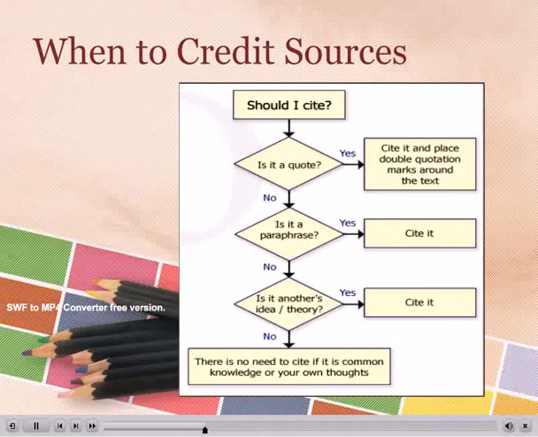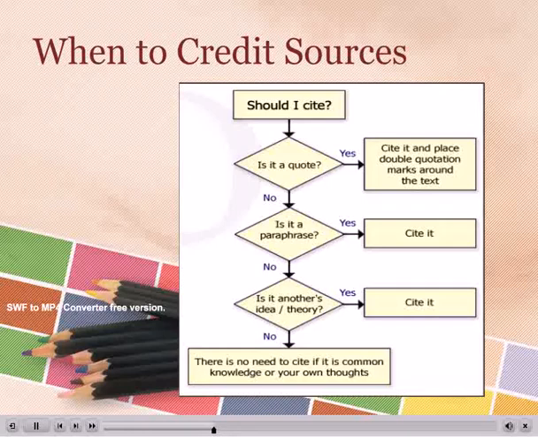Beginning with the first question, is it a quote? Is the section you're considering a quotation? If so, you must cite it and include a page or paragraph number. If the passage is not a quotation, go to the next question. Is it a paraphrase? If you paraphrased information, you will still need to cite it, but you do not have to provide a page or paragraph number.